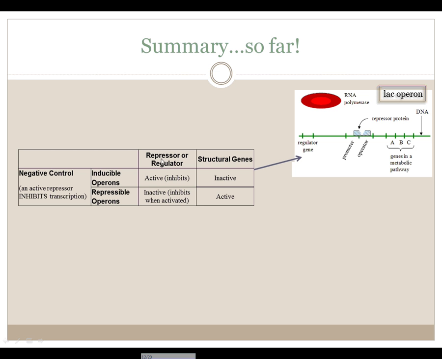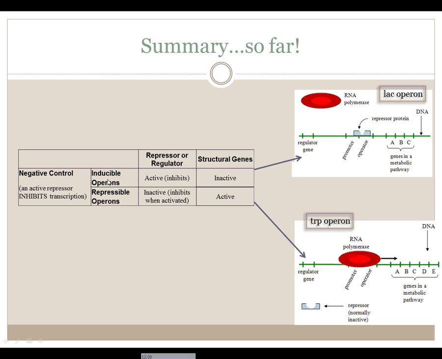Okay, the repressor, the regulator, what it does is it inhibits the transcription. And so that means that under normal operations, the structural genes over here are inactive. Okay, but with a repressible operon, which was our trp operon, normally that repressor is inactive, and so the structural genes are normally active. Okay, so these visuals make it a little bit easier.